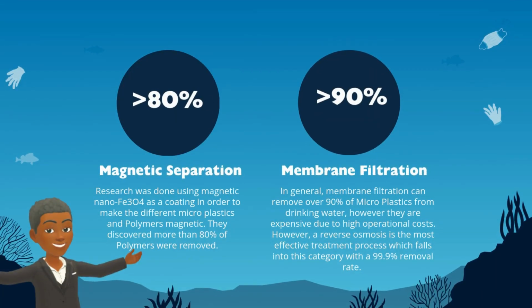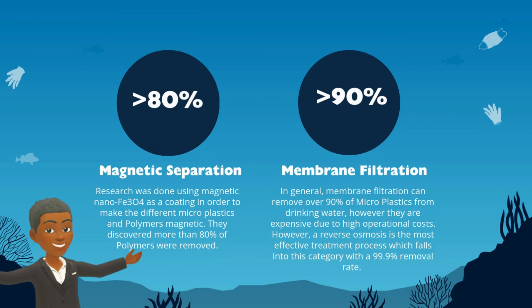In addition, we have magnetic separation. So research was done using magnetic nano Fe3O4, also known as nanomagnetites, which is basically a type of iron oxide, as a coating in order to make the different microplastics and polymers magnetic. And so research basically just discovered that more than 80% of the polymers were removed from the water sample. And so magnetic separation is very efficient. However, its efficiency decreases for microplastics that are downwards of 1 micrometer in size, otherwise known as nanoplastics.